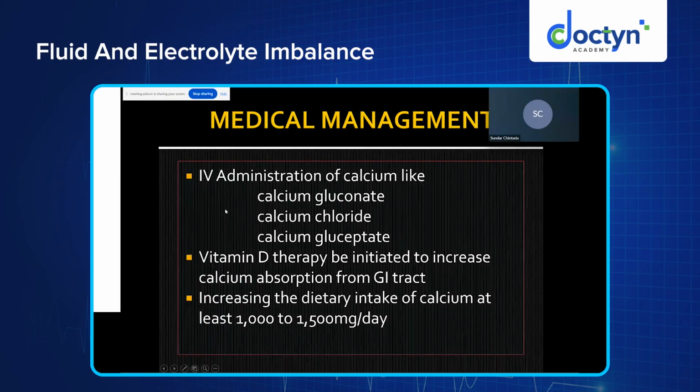So what will you give if there is hypocalcemia, the medical management? IV administration of calcium, either in the form of calcium gluconate, calcium chloride, or calcium gluceptate, can be given. Vitamin D therapy is also a good therapy that can be initiated because vitamin D will help in absorption of calcium from the GI tract. And of course, increasing the dietary intake of calcium to at least 1000 to 1500 mg per day is important and will also help in the medical management of hypocalcemia.